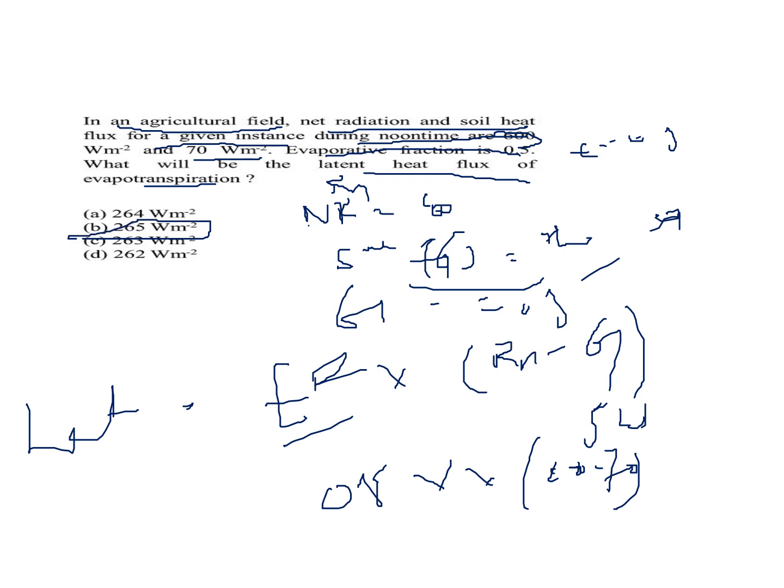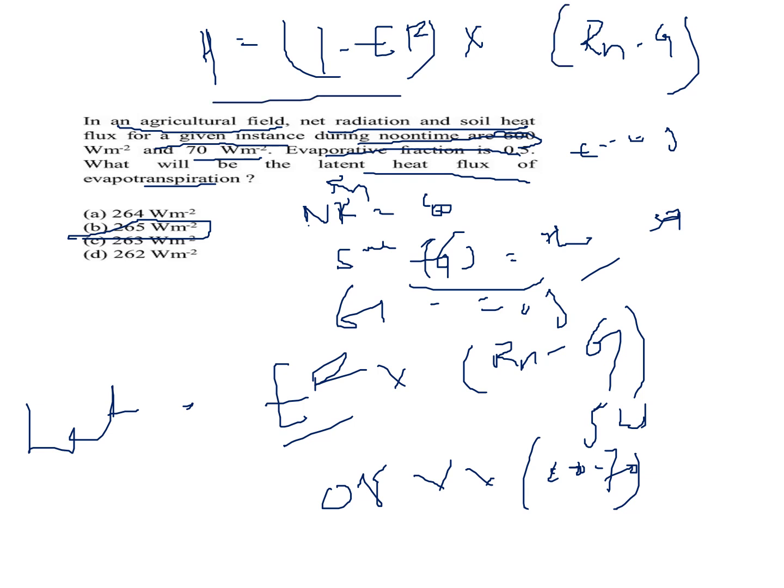In a similar fashion, you can also calculate sensible heat flux. The formula for sensible heat flux, H, is equal to 1 minus evaporative fraction multiplied with net radiation minus soil heat flux G. What is the formula for latent heat flux? Evaporative fraction multiplied with Rn minus G, that is the available energy.